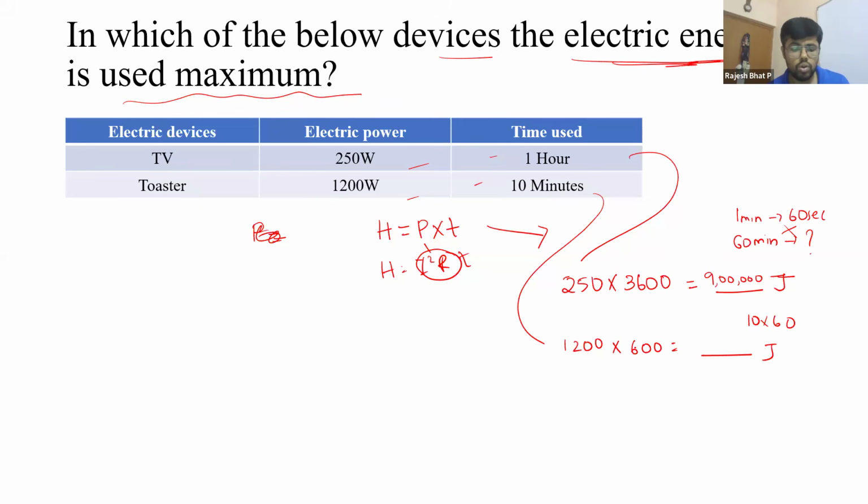And what is this one? 1200 into 600, which is 720000. So if you want to convert to kilojoule also, divide by 1000, or else you can leave it. So obviously your TV consumes more energy, maximum energy is consumed by the TV. See, though the power is less, it is running for more time. Though the power is very high, it is running for less time.